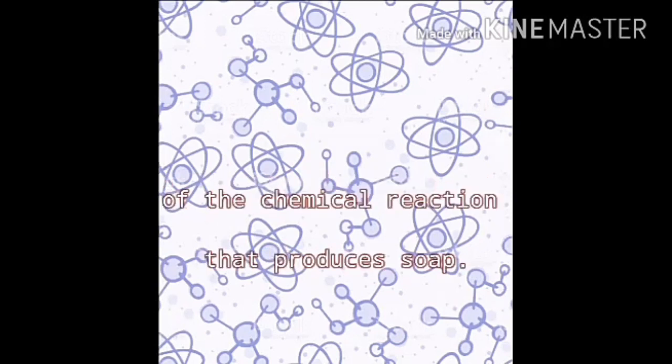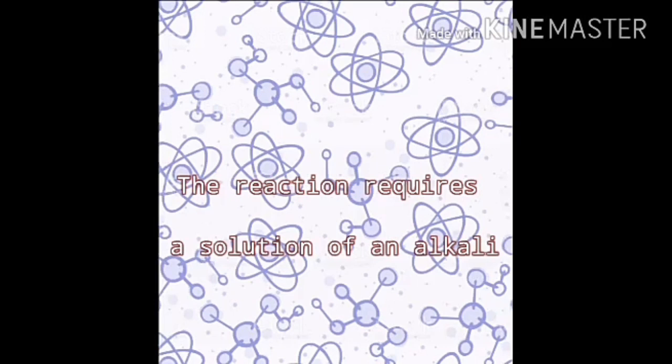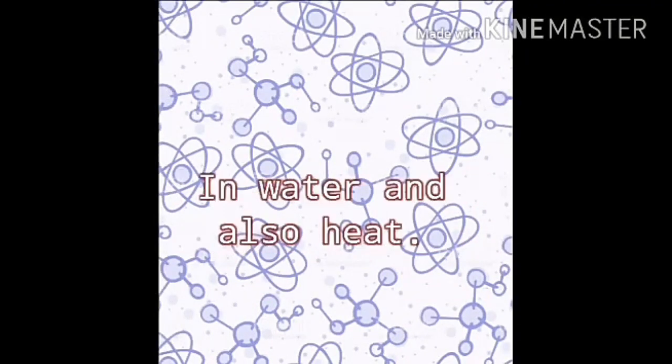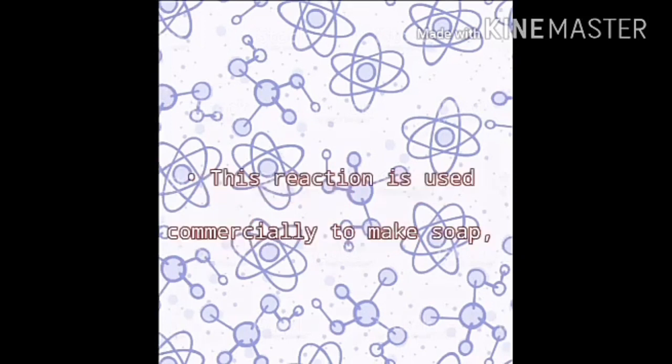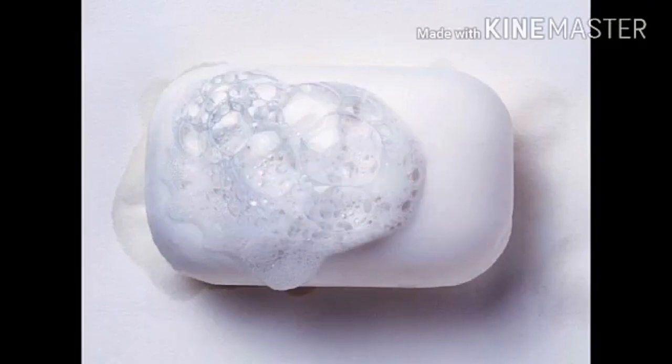Saponification is the name of the chemical reaction that produces soap. In the process, animal or vegetable fat is converted into soap and alcohol. The reaction requires a solution of an alkali, for example, sodium hydroxide or potassium hydroxide, in water, and also heat. This reaction is used commercially to make soap, lubricants, and fire extinguishers.